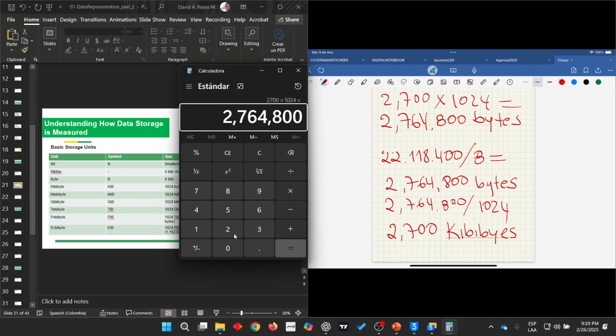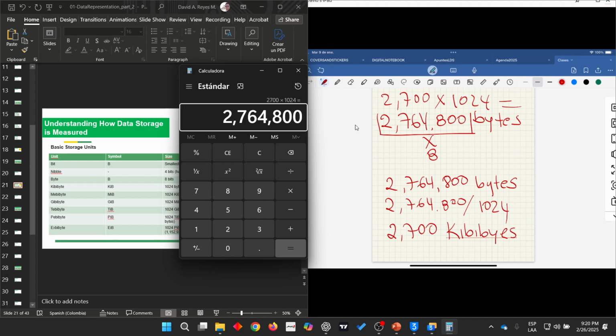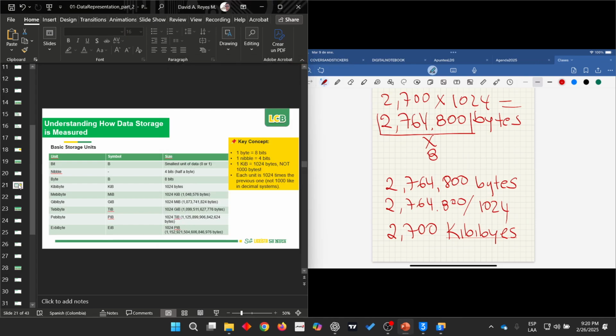If you want to pass those bytes to bits, you are going to have this number and multiply it by 8. Okay? So that is the conversion. If you want to go from the small unit to the biggest unit, you need to divide. If you want to go from the greatest unit to the small one, you need to multiply. Okay? So, if you have any question about this, just let me know.